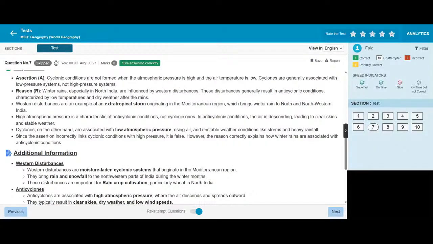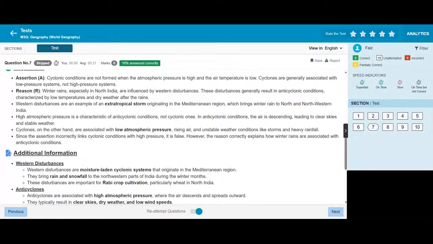Cyclonic conditions are not found when the atmospheric pressure is high and the temperature is low. Cyclones are generally associated with a low pressure system, not a high pressure system. Winter rains, especially in North India, are influenced by western disturbances.